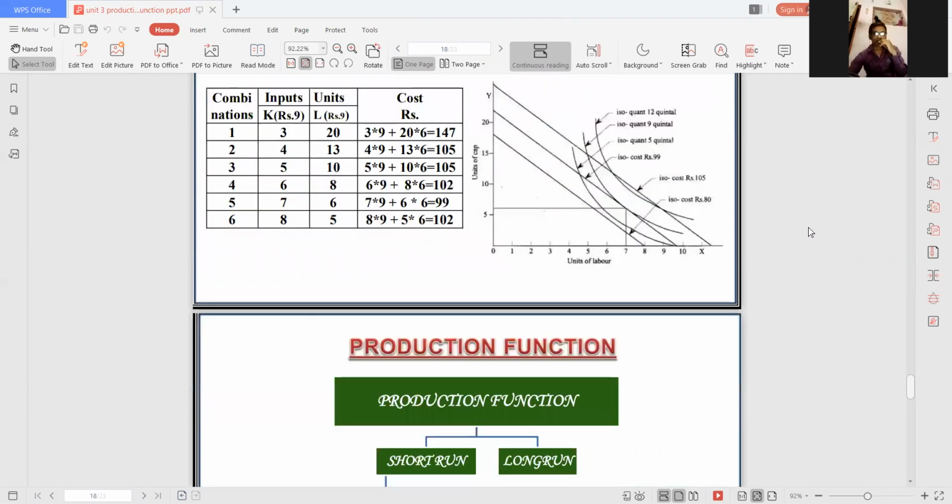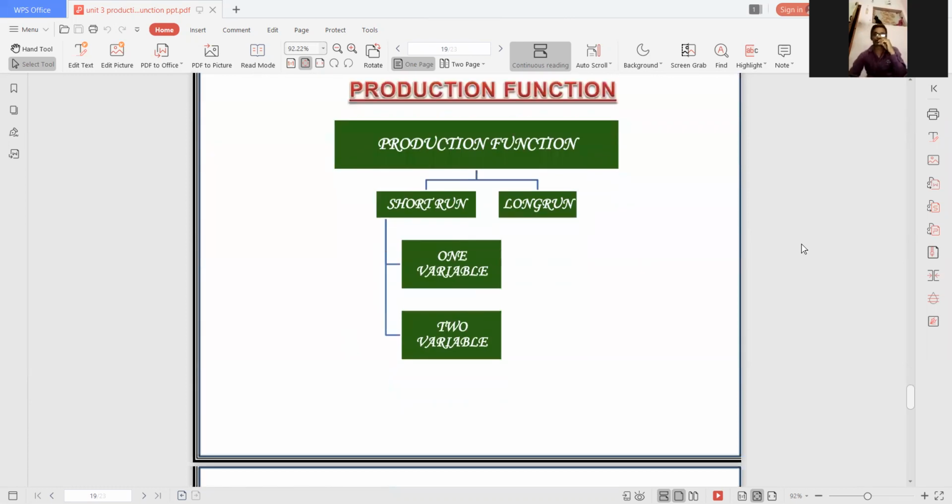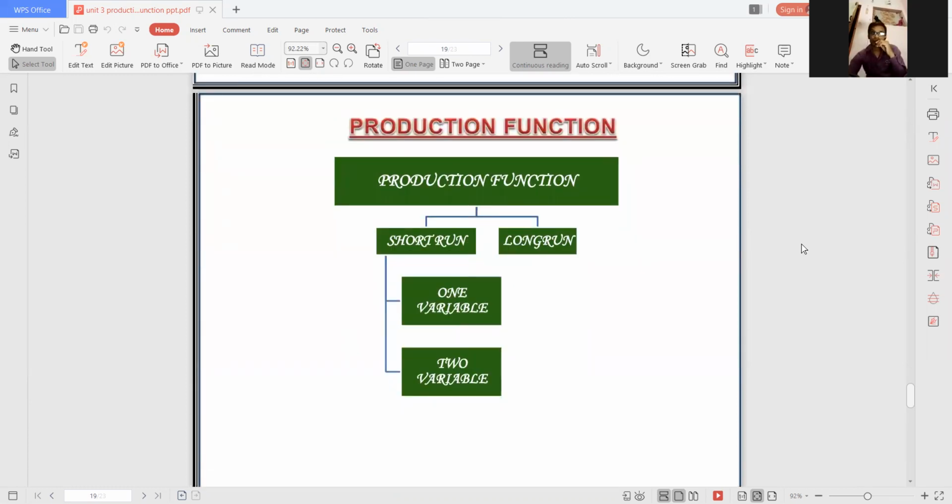Next, coming to the next slide, production function. Already in the previous class we discussed production function with two variables. Now I am recapping that production function can be classified from two aspects. One is short run and the second one is long run. Short run is again divided into two types, one variable and two variables. In the previous class we discussed production function with two variables. Today we are going to discuss production function with one variable.